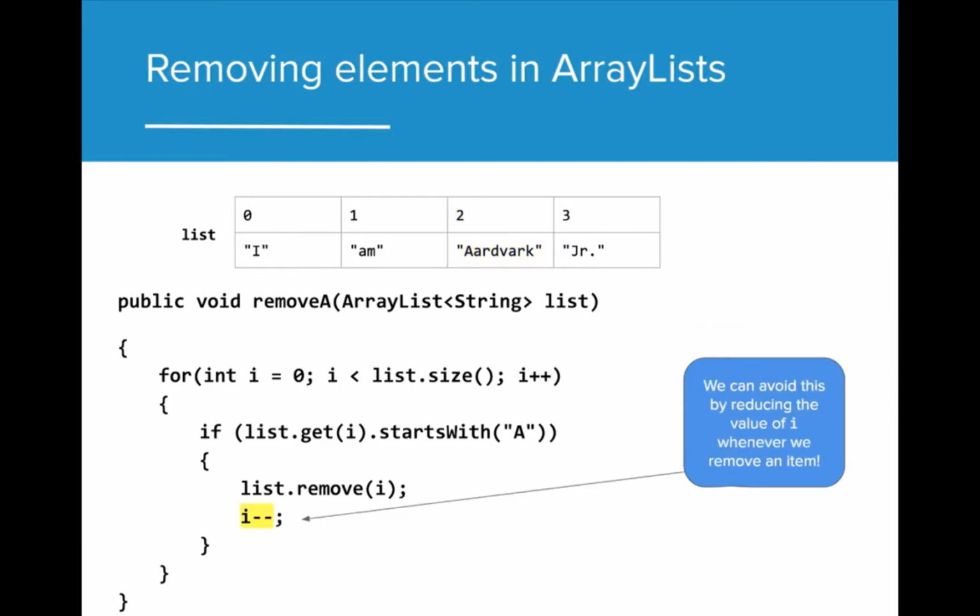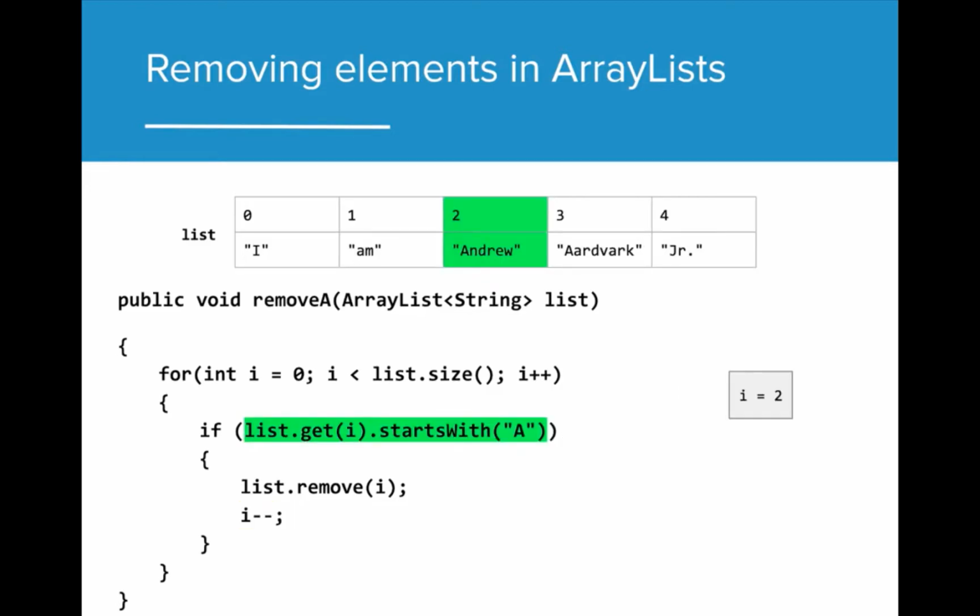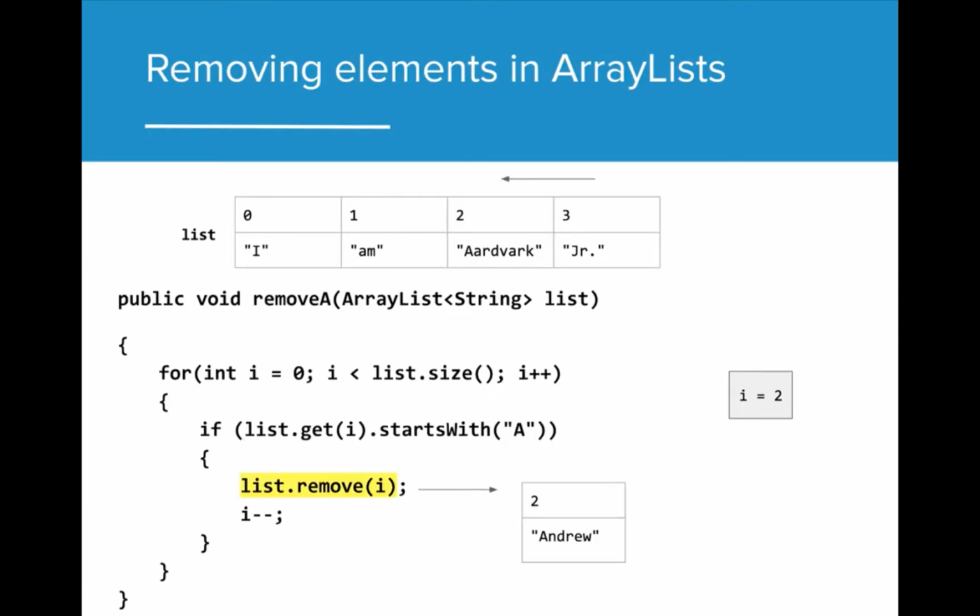We can avoid these kinds of issues by adding an i-- after the remove method in the if statement. Let's see how this prevents this issue from occurring. Let's return to where we removed the initial value Andrew. When we remove Andrew, all the values greater shift down in the ArrayList. When we add the i-- command to the program, the value of i decreases from 2 down to 1.